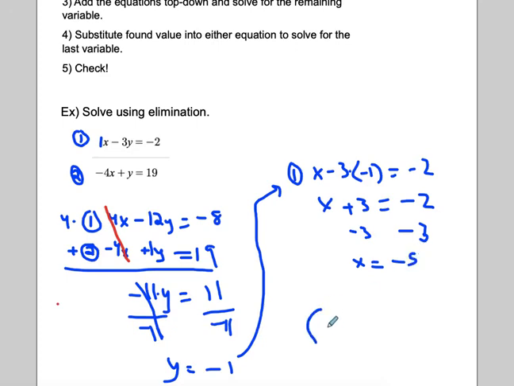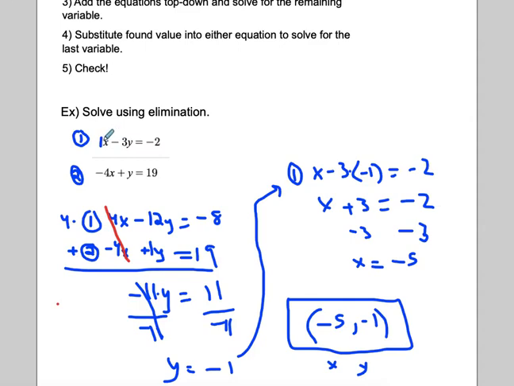So in the end, what we found was that these two lines intersect at the point negative 5, comma, negative 1. Remember that these always go in x, comma, y fashion. So this is our final answer. Now we have two ways that we can check it. One is we can plug them both in. So I'm going to do that mentally.